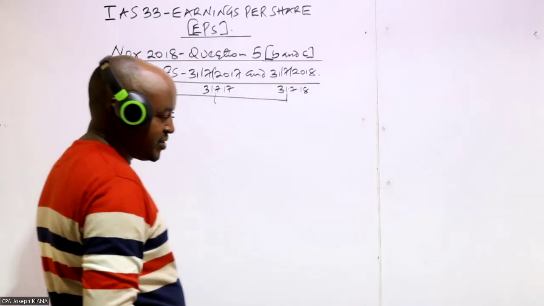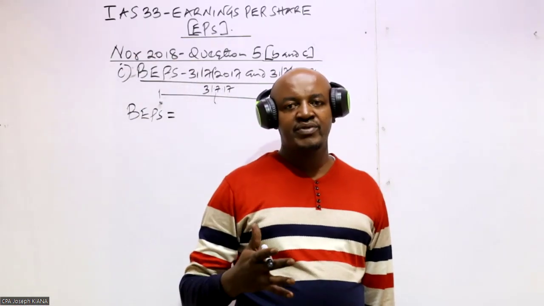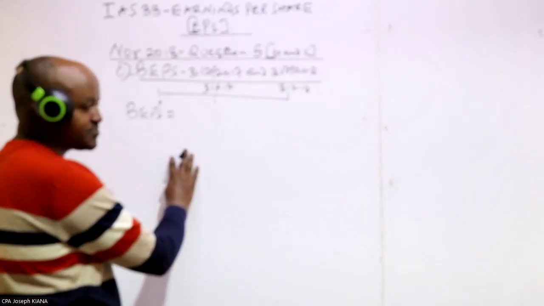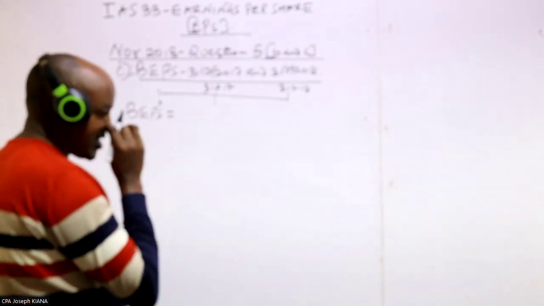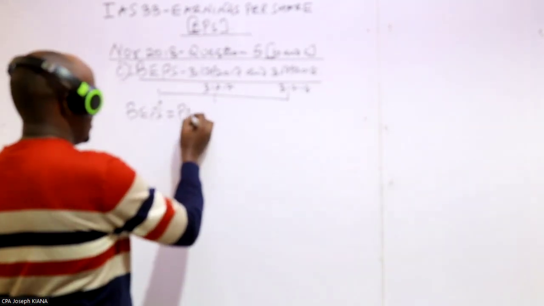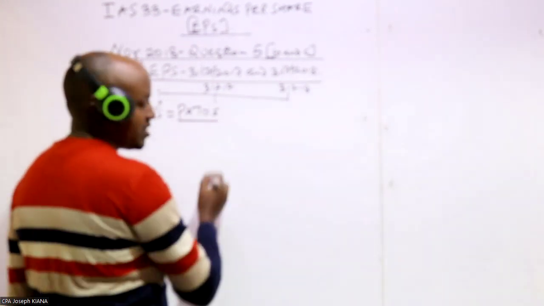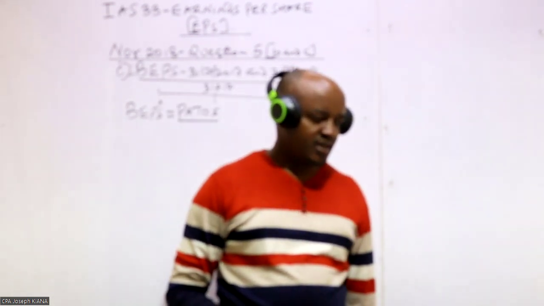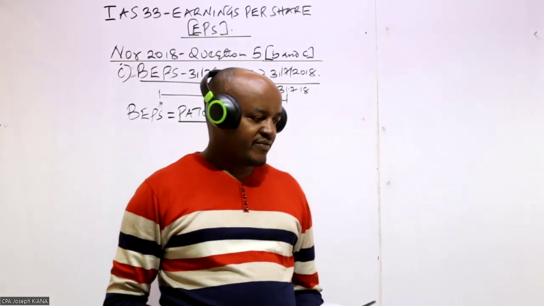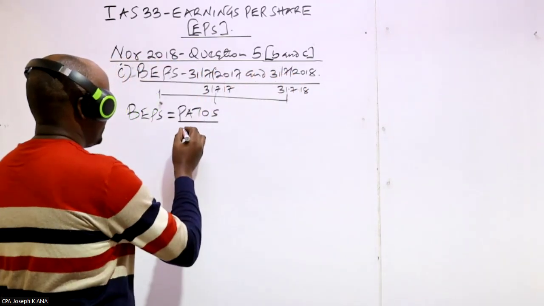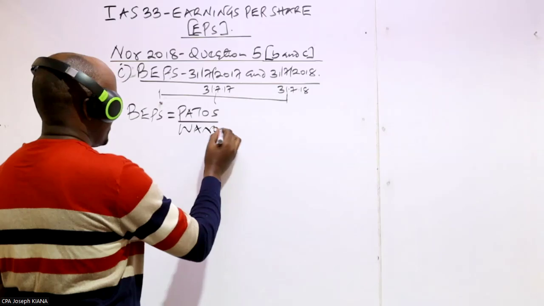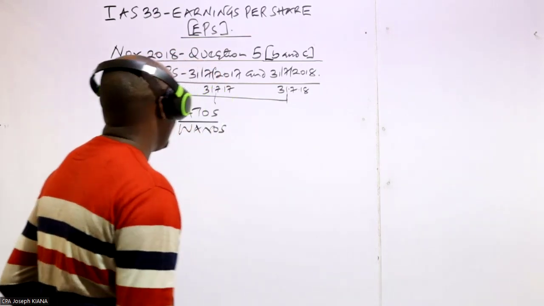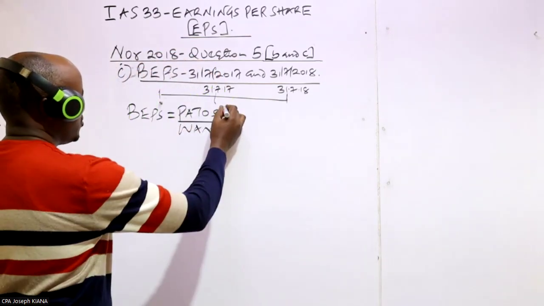And for us to compute this basic earnings per share, the first thing we need to recall is the formula. How do we compute the basic earnings per share? We take the PATOS, the profits attributable to ordinary shareholders, and we divide that by the weighted average number of ordinary shares. So that is the first thing we need to remember. Having the formula, we need to compute these 2 items.